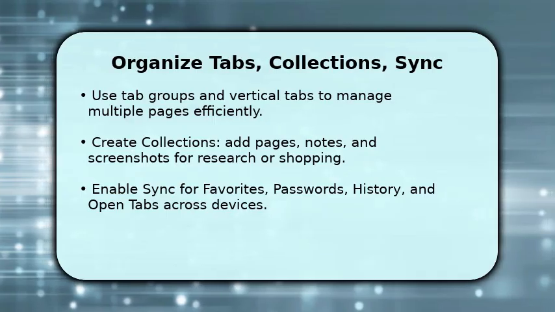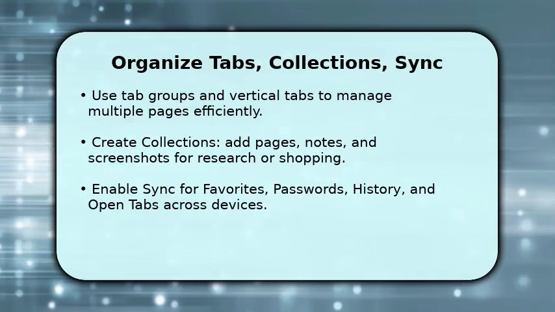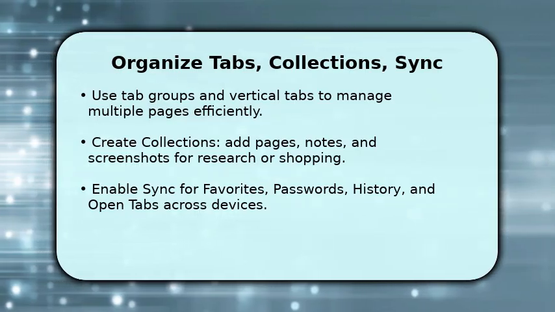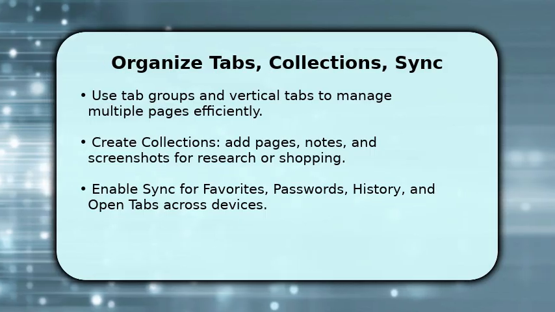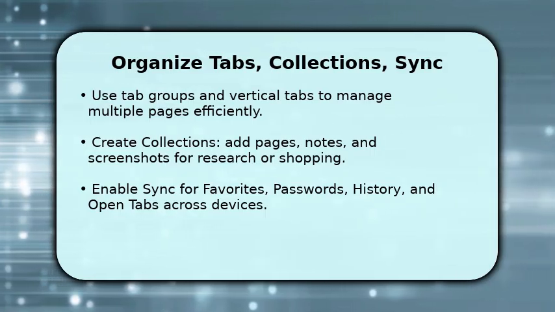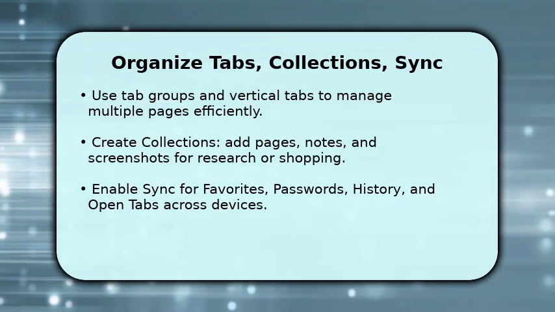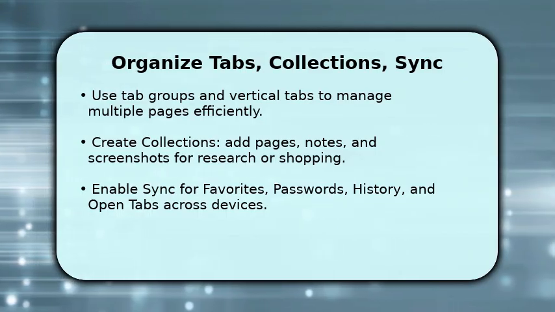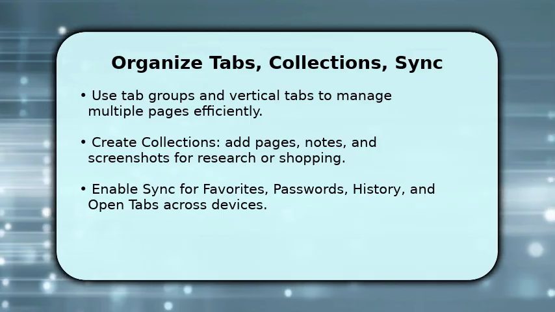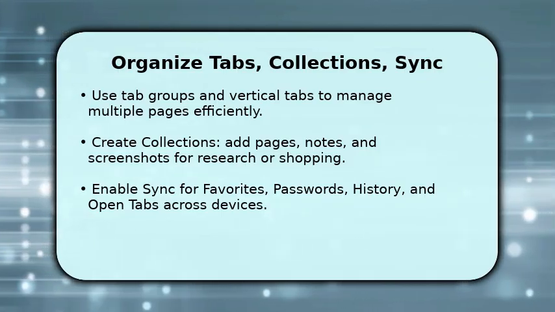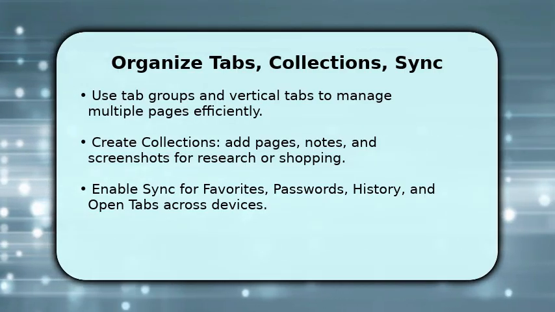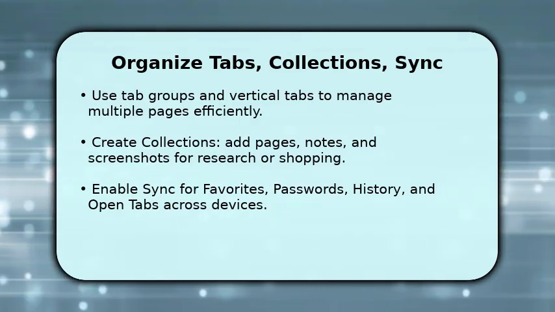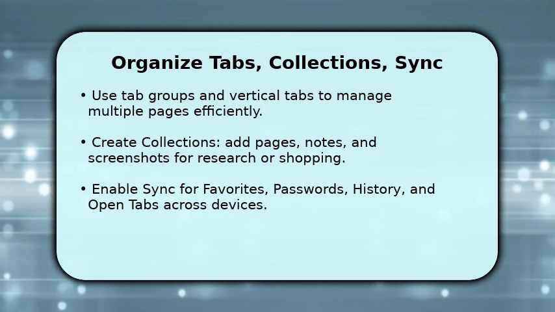Now organize your browsing. Create tab groups or use vertical tabs to keep related pages together, which reduces clutter and context switching. Once you find resources, add them to a collection, drag links, take screenshots, and jot quick notes. Collections save time when returning to a task. Make sure sync is enabled so favorites, passwords, and open tabs replicate on your PC. This preserves continuity. If you switch devices, you pick up exactly where you left off without manual transfers.